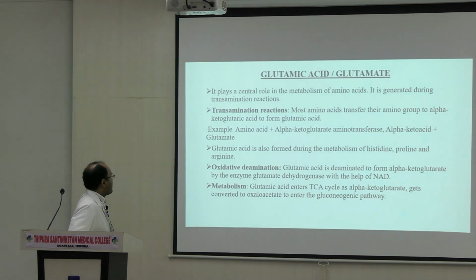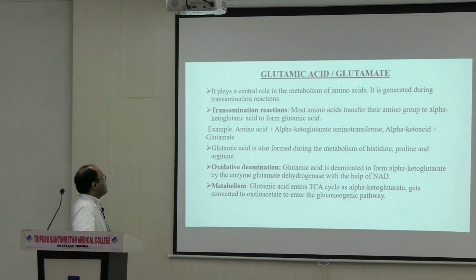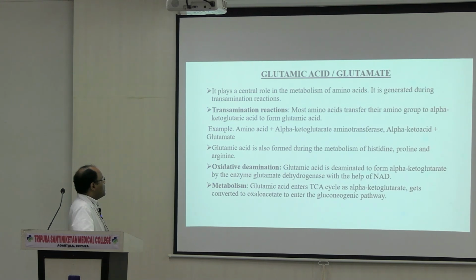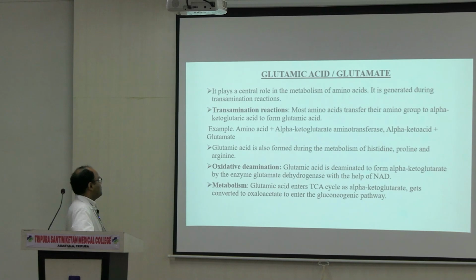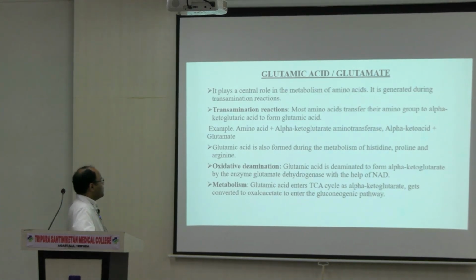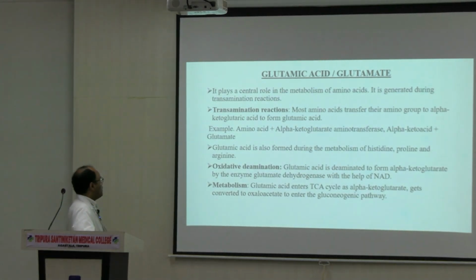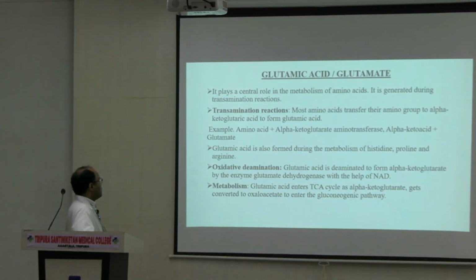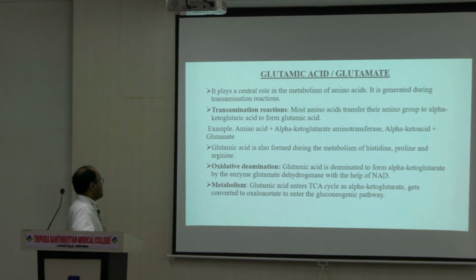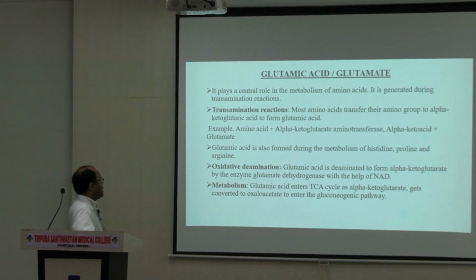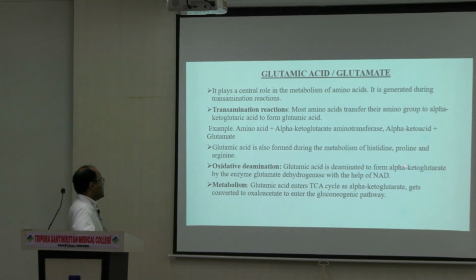Glutamic acid or glutamate. It plays a central role in the metabolism of amino acids generated during the transamination reaction. In transamination reactions, most amino acids transfer their amino group to alpha ketoglutarate to form glutamic acid. Example: amino acid plus alpha ketoglutarate, with aminotransferase, gives alpha keto acid plus glutamate. Glutamic acid is also formed during the metabolism of histidine, choline and arginine.